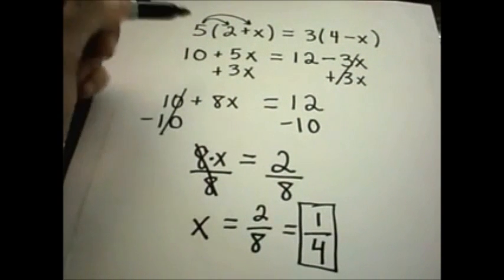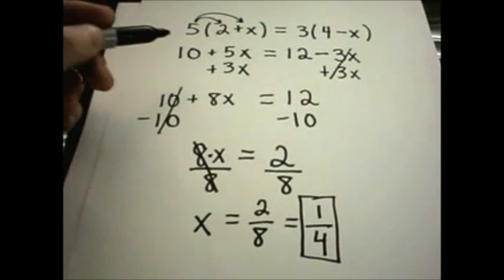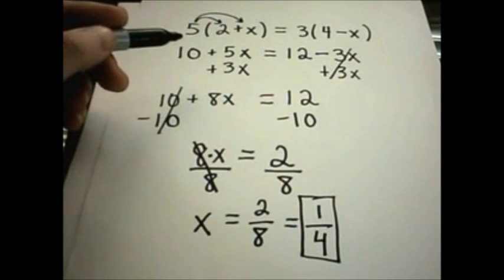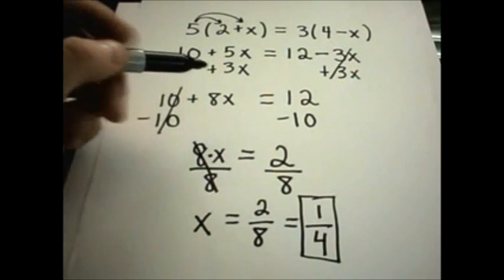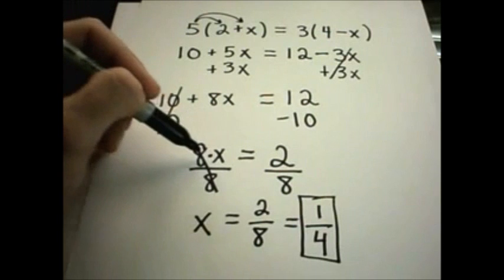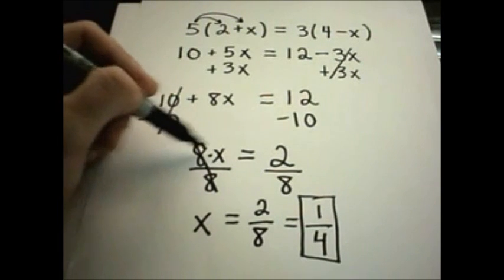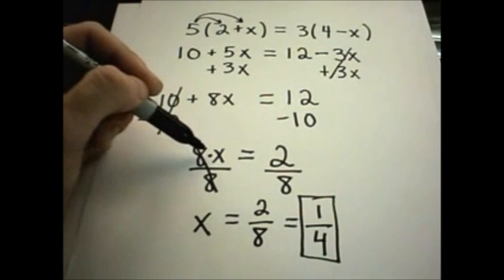Okay, so again, the basic idea: get rid of parentheses, move your x's to one side, move the numbers to the other side. If there's a coefficient on the x term, which means it's either being multiplied or divided by a number, simply get rid of that number.